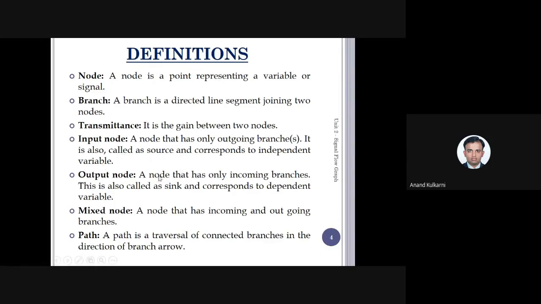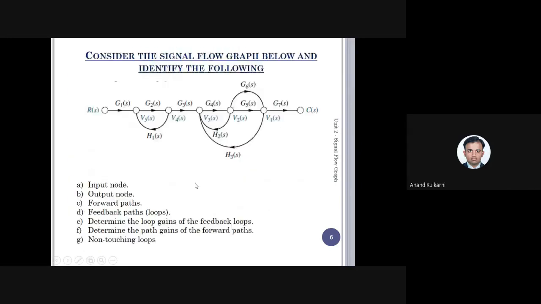Then what is the output node? The node that has only incoming signals is called the sink. Here, the input node is sometimes called a source, and the output node is sometimes called a sink. So the input node, also called a source node, is where there are only outgoing signals. In the case of the output node, there are only incoming signals, and that is called a sink. Now in this case, just observe, this has only incoming signals. There are no outgoing signals.